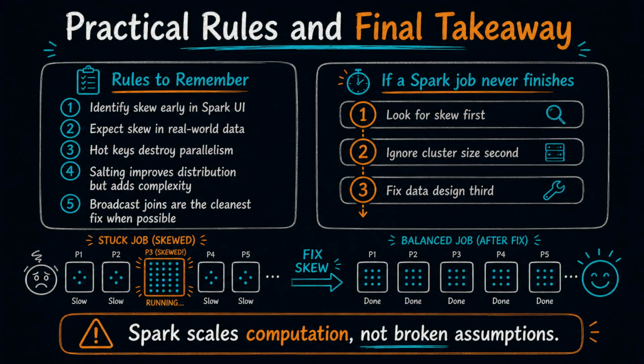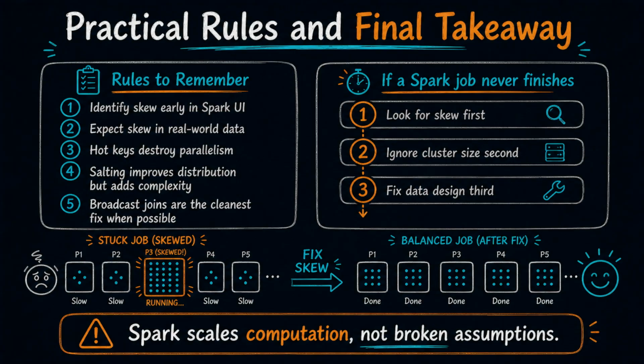Let us finish with the practical rules. First, identify skew early using the Spark UI. This tool provides valuable insights into how your tasks are performing. Pay attention to task duration, which can indicate if some tasks are taking longer than others. Also, check for spill, which happens when data exceeds memory and has to be written to disk. Garbage collection time is another important metric, as long pauses here can slow down your job. Lastly, look at idle executors, which might suggest that some nodes are underutilized while others are overloaded.